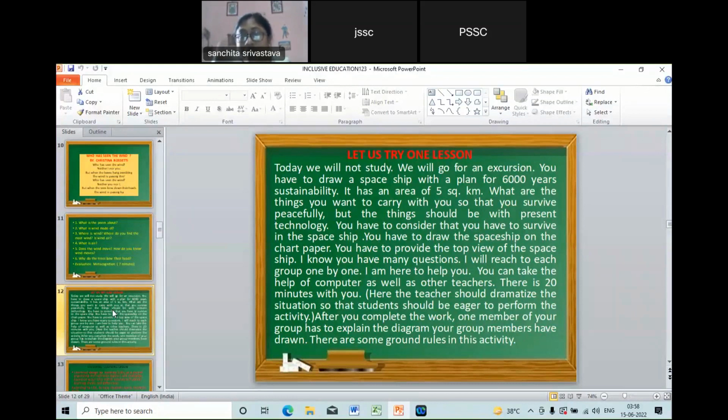Some children are very good at drawing. Call those children or give them chart papers or a drawing book and let them draw. Let them draw a UFO, let them draw a spacecraft. And about the excursion, you give them an idea: today we are going for an excursion, but for how many years are we going to space? For 6,000 years of sustainability. So what are you going to take with you? This will give a brainstorming activity.